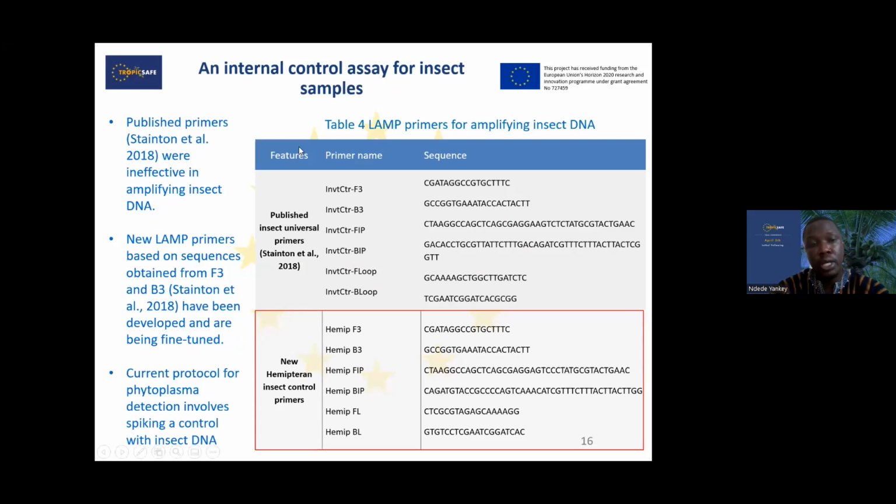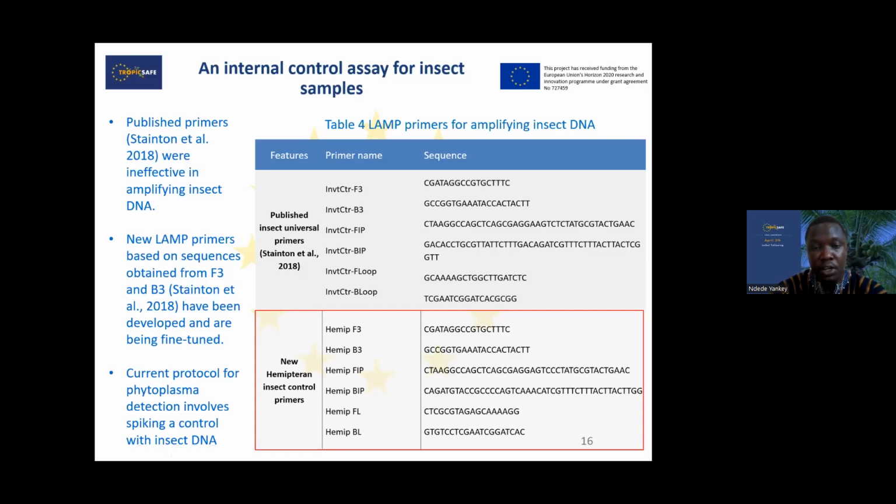Now, we also aimed to develop an internal control assay for insect, just like we use COX as an internal control for plant DNA. So there is a published primer for invertebrate insects. So what we did was to try it on insects that we had collected from Ghana. Matt Dickinson did this from the UK. And what we found out was that generally the assay was ineffective in amplifying the insect DNA. So we had to tweak the assay a little bit.